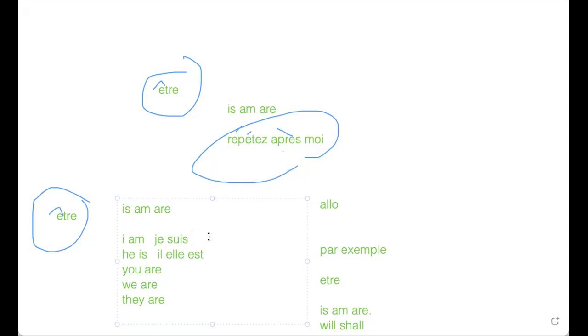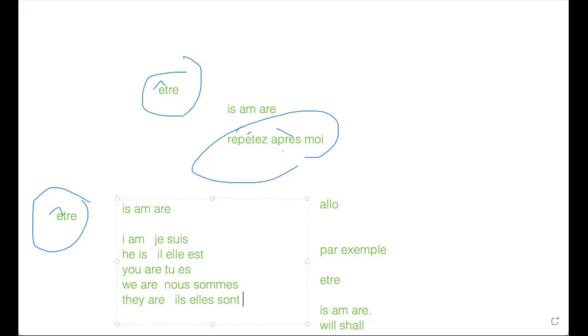Repeat after me. Répétez après moi. Je suis. Il, elle, est is he, she is. Tu es. Tu es is you are. Nous sommes. Vous êtes. Ils, elles sont. Is it clear to you?